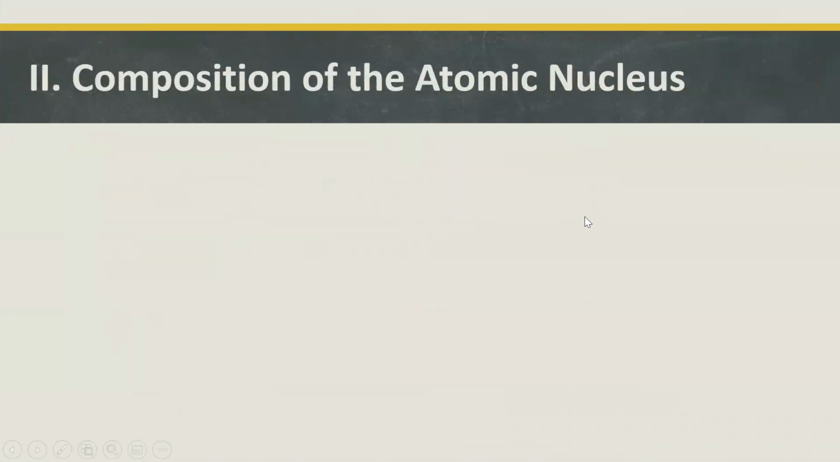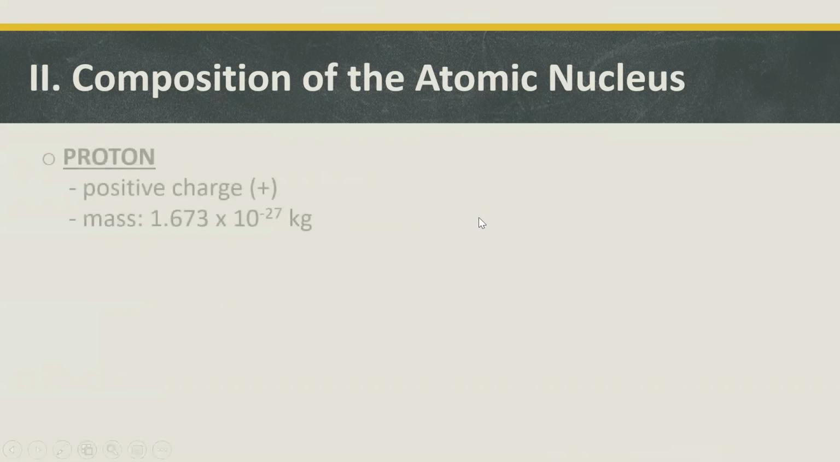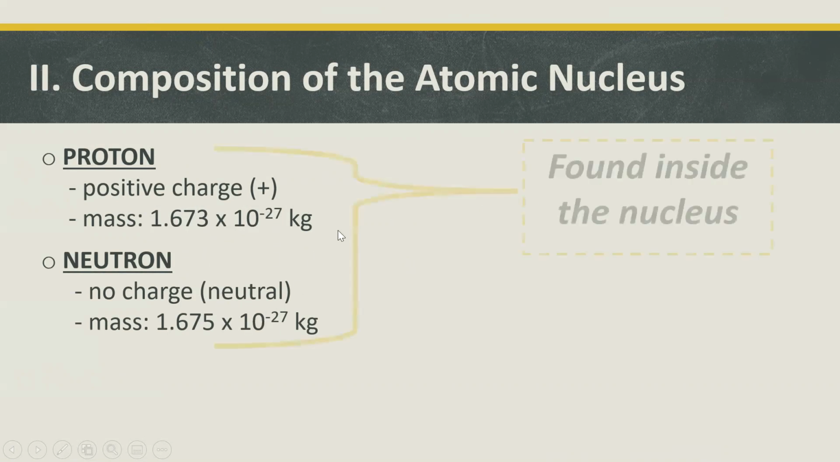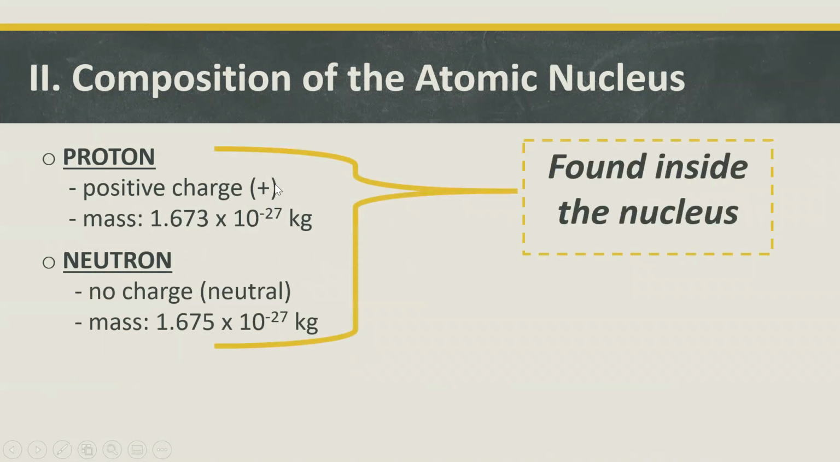So now that we know that these atomic particles were discovered, let's talk about the actual composition of the atom and the nucleus. So the proton is positively charged, P for proton, P for positive. It has a pretty small mass, so negative 27. There's 26 zeros before this number. The neutron is neutral, it doesn't have a charge, and its mass is a little bit bigger, but not by much. Pretty comparable. These are both found inside the nucleus. So the positive proton dominates because neutron is neutral, so the nucleus is positive.